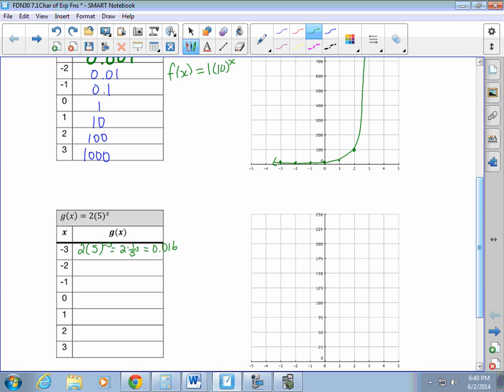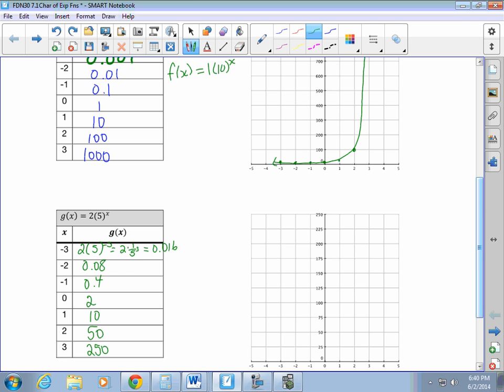So the same thing here, for negative 2, we'd have 2 times 5 to the negative 2. So that'd be like 2 over 25, which reduces to 0.08. Then to the power of negative 1. That's 2/5, which is 0.4. To the power of 0 would be 2 times 1, so it's 2. Power of 1 would be 5 times 2, so it's 10. 5 squared is 25 times 2, so that's 50. And power of 3 is 125 times 2, so that's 250.